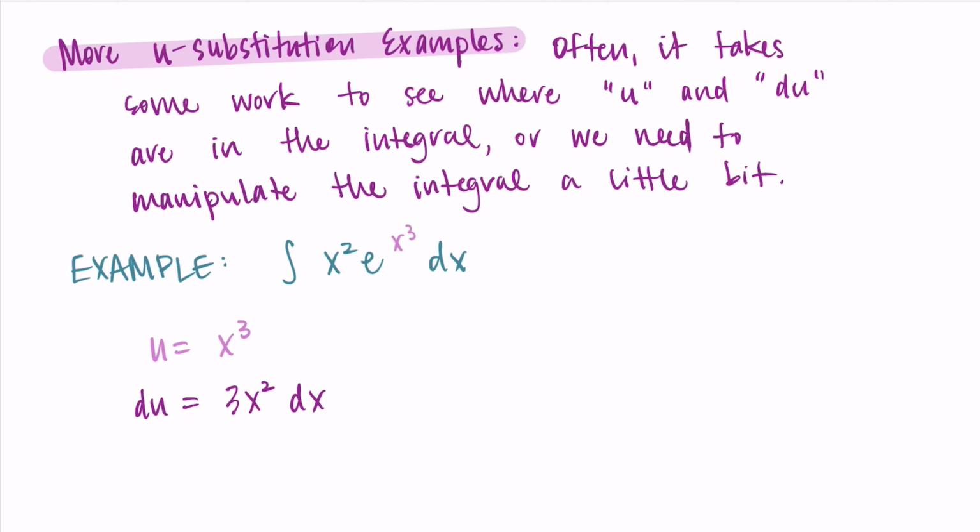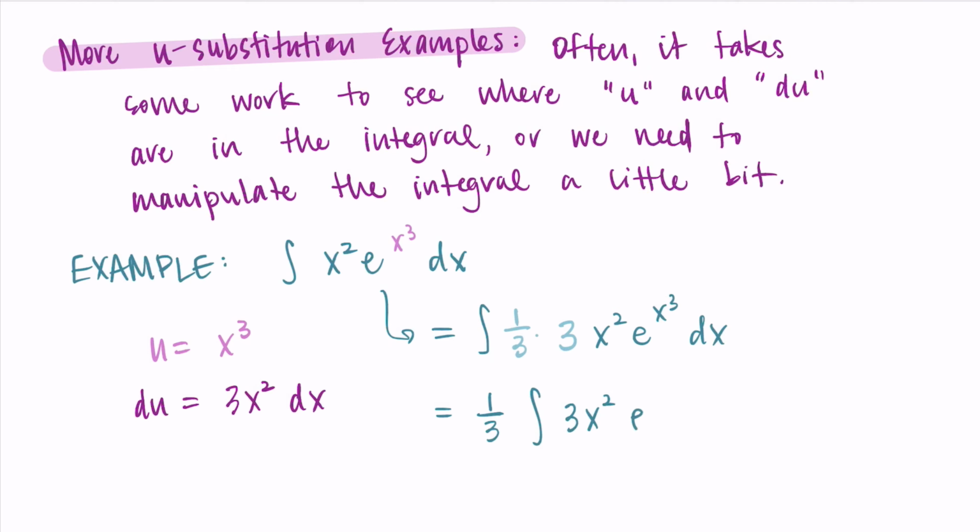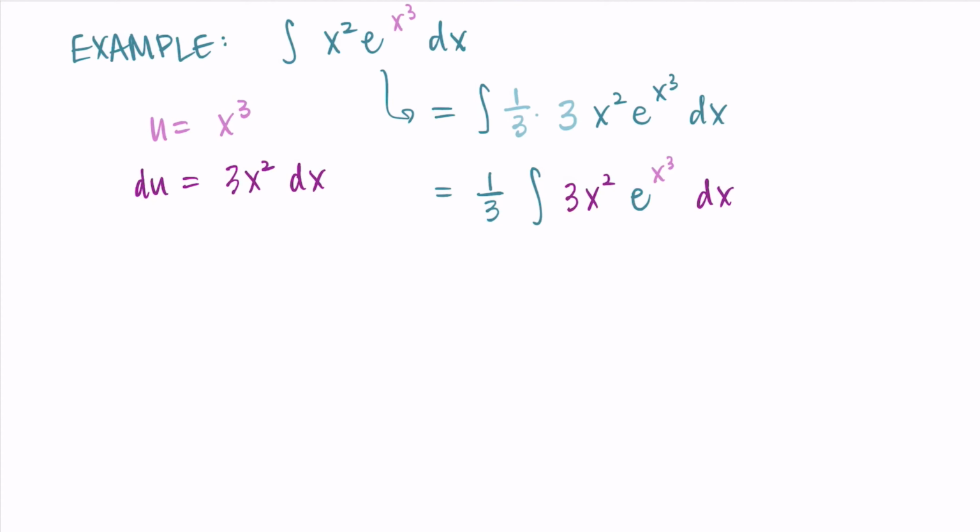I wasn't given a 3x squared in my original integral, but I can do some multiplying to make this happen. So I'm going to insert a 1/3 times 3, because this is really like multiplying by 1, and put it into my integral. Now I can factor that 1/3 out of the integral, and I have 1/3 times the integral of 3x squared e to the x cubed dx. And now I can see my substitution a little more clearly. 3x squared dx is my du, and x cubed is my u. So I'm left with 1/3 times the integral of e to the u du.